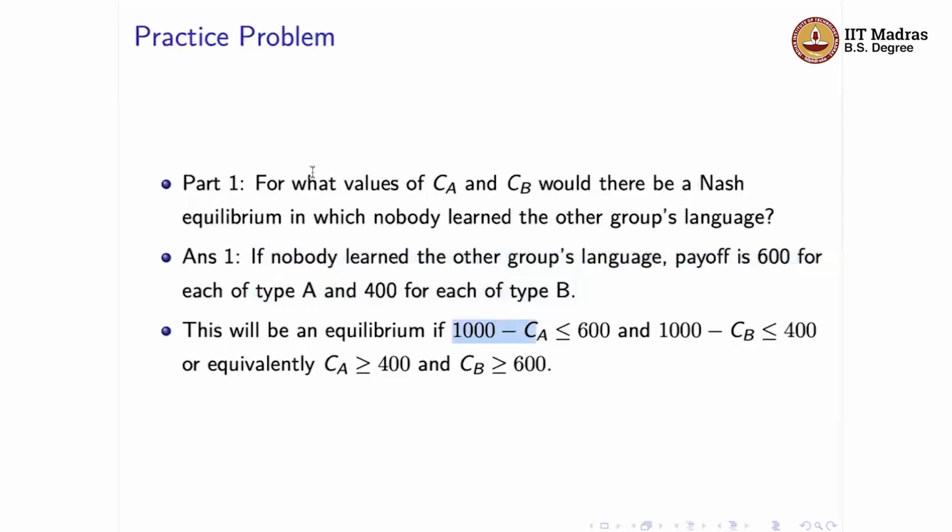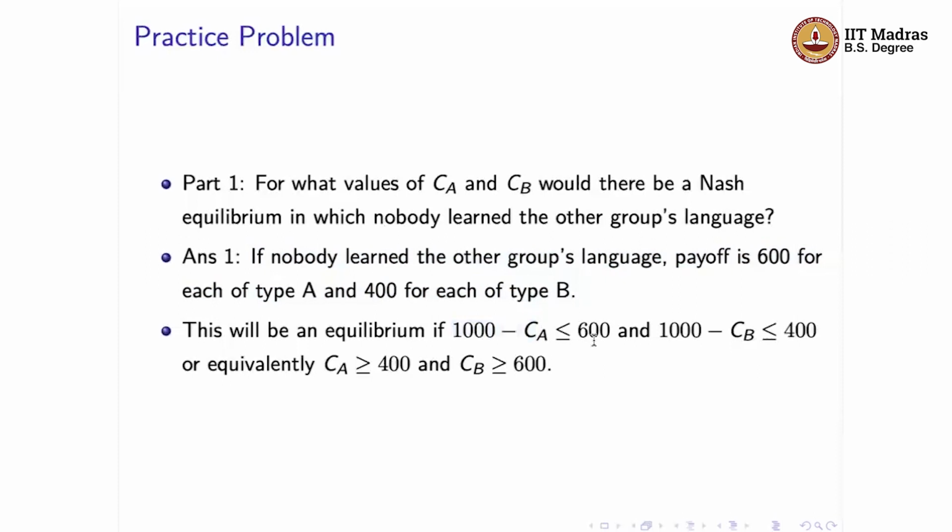And this initial situation where nobody is learning each other's languages would be a Nash equilibrium if this unilateral deviation is not going to lead to a higher payoff, right? So that means that we require 1000 minus CA to be less than or equal to 600, or if you simplify, that means that CA has to be greater than or equal to 400.